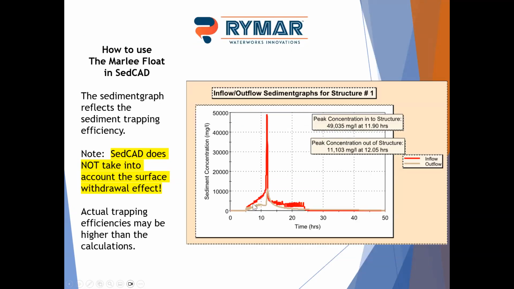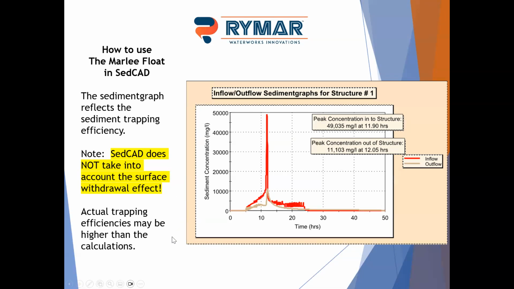One thing to note here, we're looking at the sediment graphs. You can see the sediment going in and sediment going out. Again, we're trying to hit that 80% as our magic number. One thing to really point out here is SedCAD does not take into account the surface withdrawal effect of having the skimmer in the basin. SedCAD assumes that all the water is coming through the entire water column from top to bottom. And if that were the case, you would be letting out more sediment than you would when you're taking water just off the surface using your skimmer.